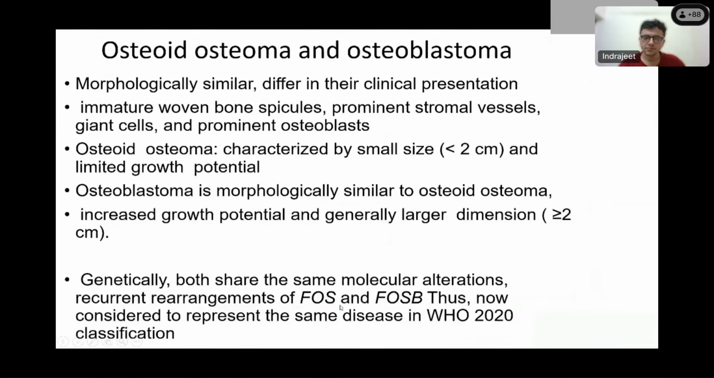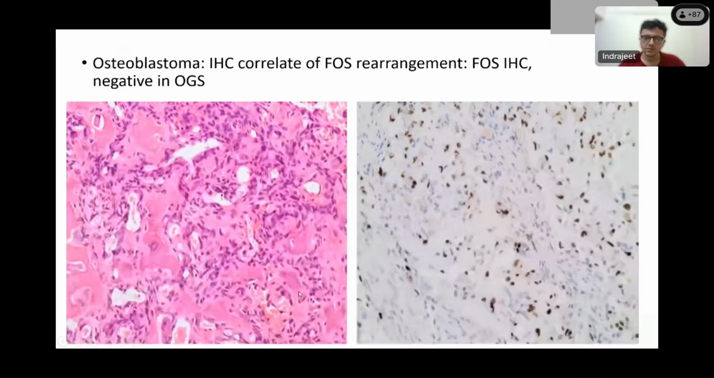There is this immunohistochemistry for FOS that we can use in these difficult situations. We do not have it now, but if we have, we are hopeful that that might help. So this is how the FOS IHC looks. It's a nuclear stain in one of the osteoblastomas. This is not my case. This is taken from the internet.